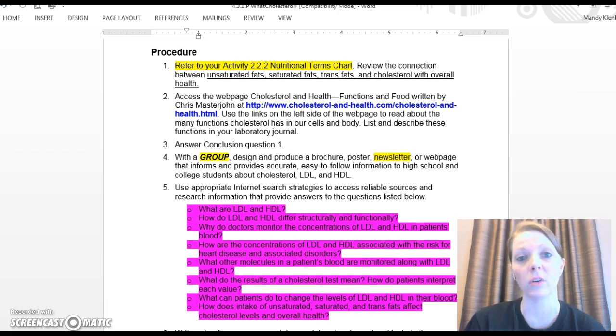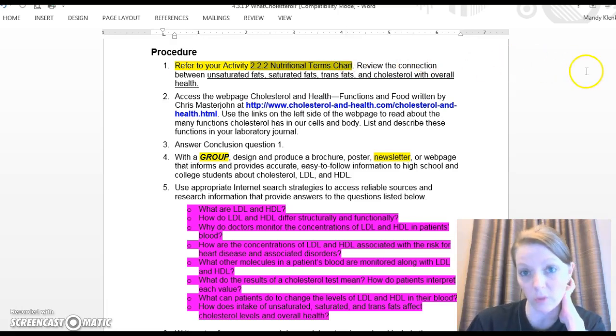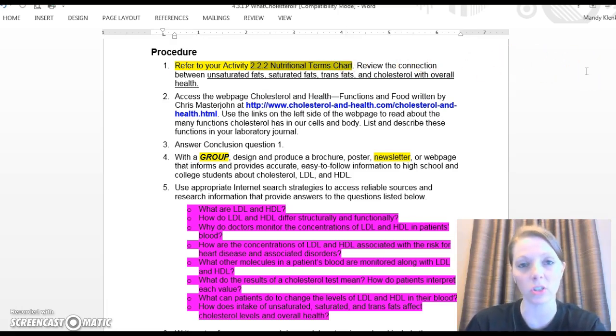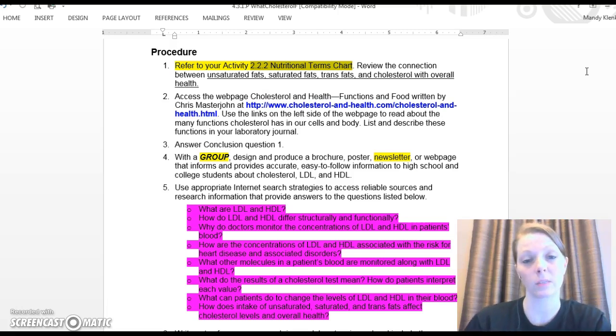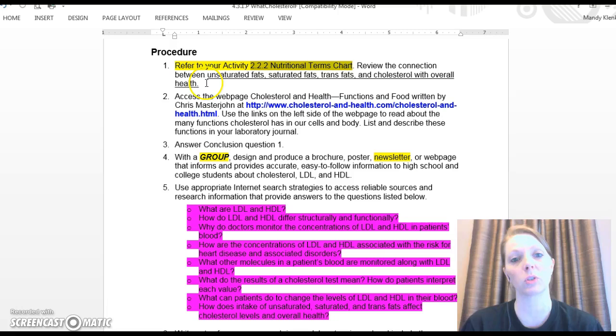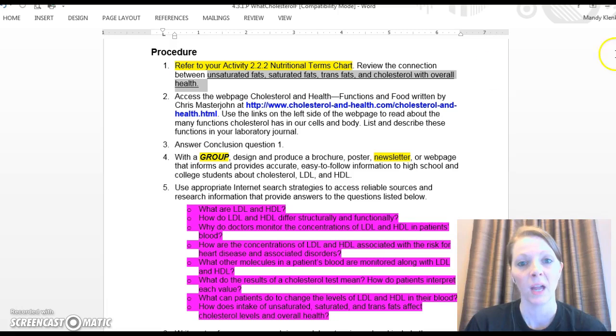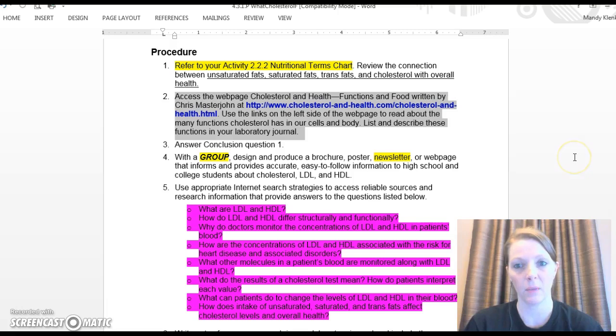So first thing you're going to do is pull out your 222 nutritional terms chart. If you remember way back in Unit 2, when we talked about biomolecules, you made that great big chart. I believe this is in your Google Docs, but it wants you to review the connection between saturated fats, unsaturated fats, trans fats, and cholesterol. And you need to look at exactly how that is tied to your overall health. You are then going to go to step 2 of your procedure. It gives you a link that you need to go to.